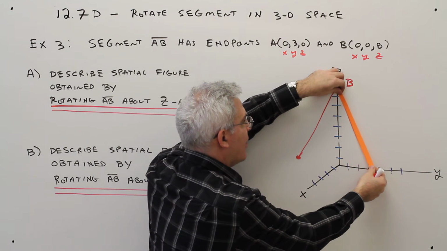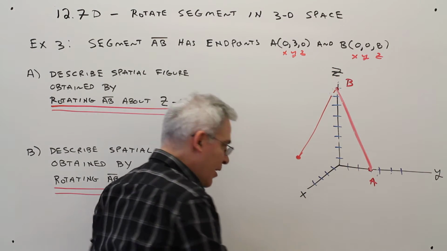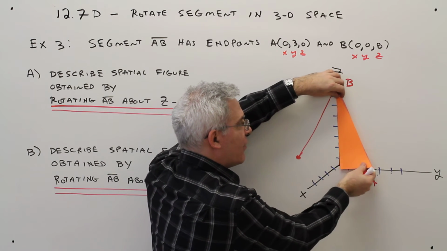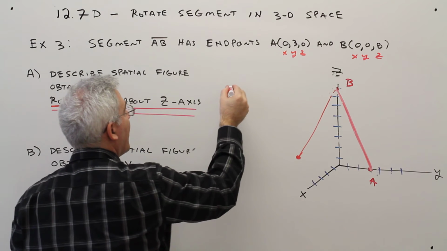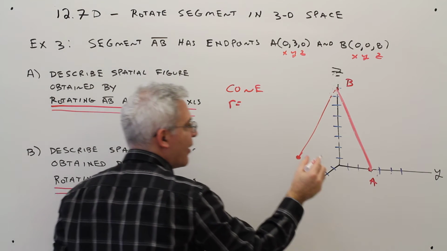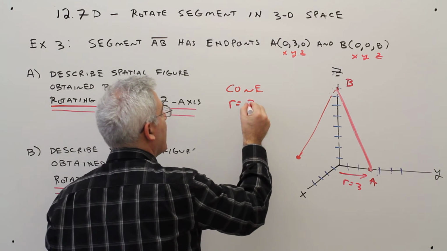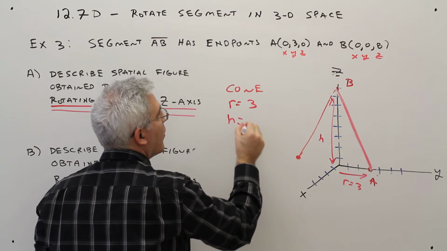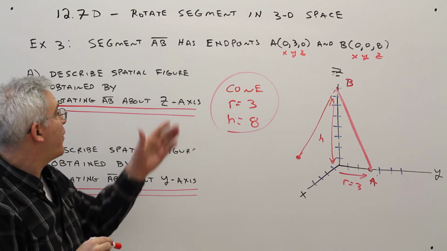Okay, so again, if we were to rotate this, notice we would get a shell of a cone. If you want to better visualize it, hopefully you can see it's just like this. Okay, so I'm going to say it's a cone, or you could say the shell of a cone. The radius would be those 3 units, and the height would be those 8 units. And that's for the first part.